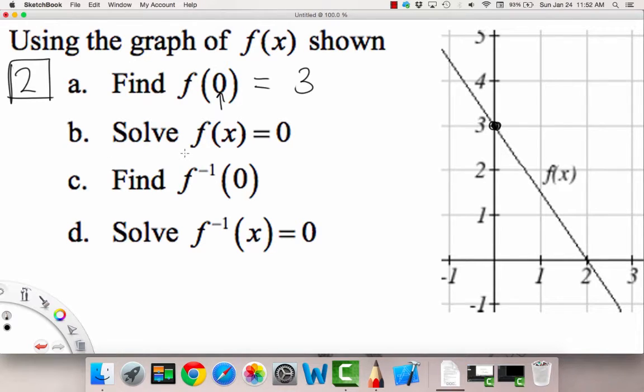Now let's do part B. Solve f of x is equal to 0. This means at what x value is our function 0? So when is the height 0? That would be when x is equal to 2. So our answer is x equals 2.